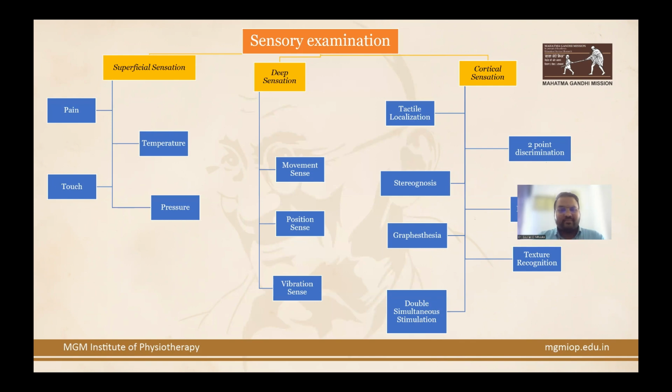Now, what is sensory examination? Sensory examination has three types. First is superficial, second is deep sensation, third is cortical sensation or combined cortical sensation.